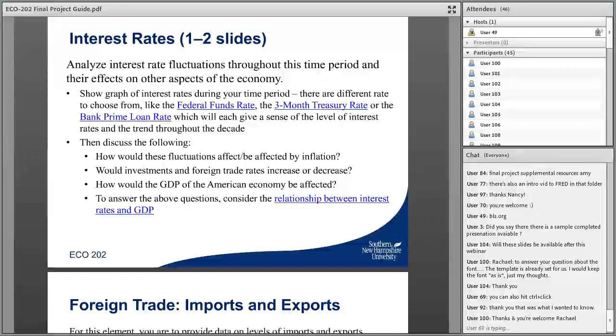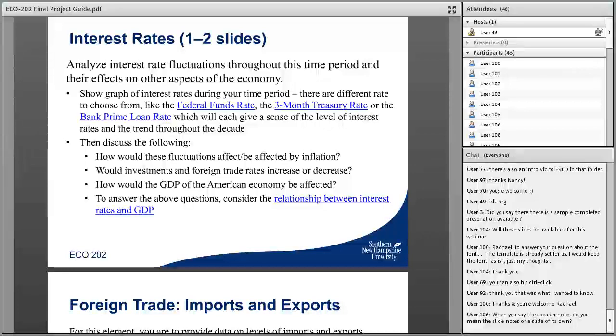So it says to answer the above questions, consider the relationship between interest rates and GDP, and there's a link there that will guide you to a resource that you can use. Once you have developed these 3 slides, you're done. You will only need an additional slide for references. The references don't need to be listed in the speaker notes. You can list them directly.